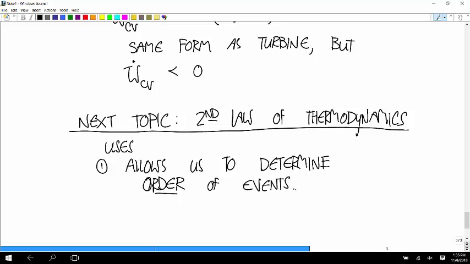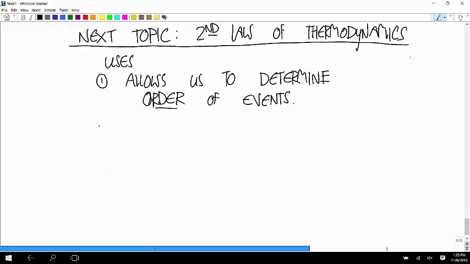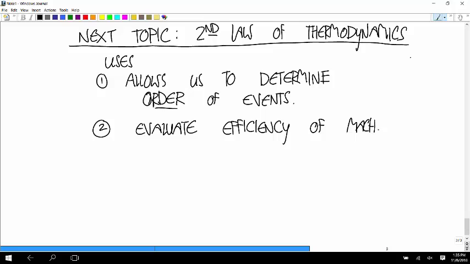of events. We haven't had that up until now. Everything that we've done so far, we could run backwards and the same story would happen. And the second thing that this will let us do is evaluate the efficiency of machines, because we're going to use the second law of thermodynamics to come up with an ideal efficiency. We haven't had that up until now.